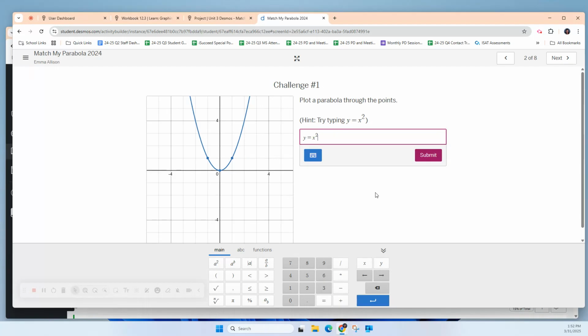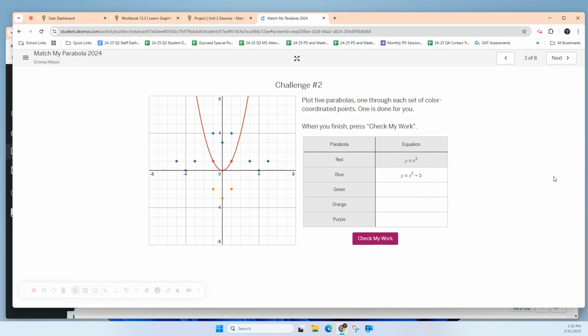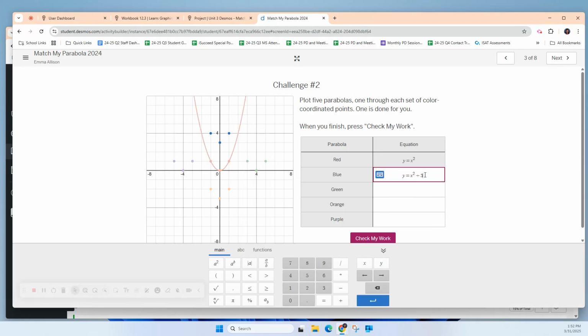Okay, so in a lot of the slides in this project, you are trying to get your parabola to go through 3 certain points, and we see that in this next slide. Here, we're trying to get the blue, green, orange, and purple dots, so these sets of 3, to all have a parabola that goes through all 3 of those points.